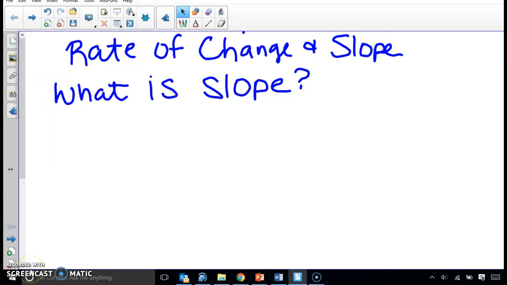All right, so what do you know about slope? What do you know about slope? Okay, so it's how the line changes. What else do we know? Rise over run. What else? Awesome. All right, so we're going to start by looking at the different types of slope.